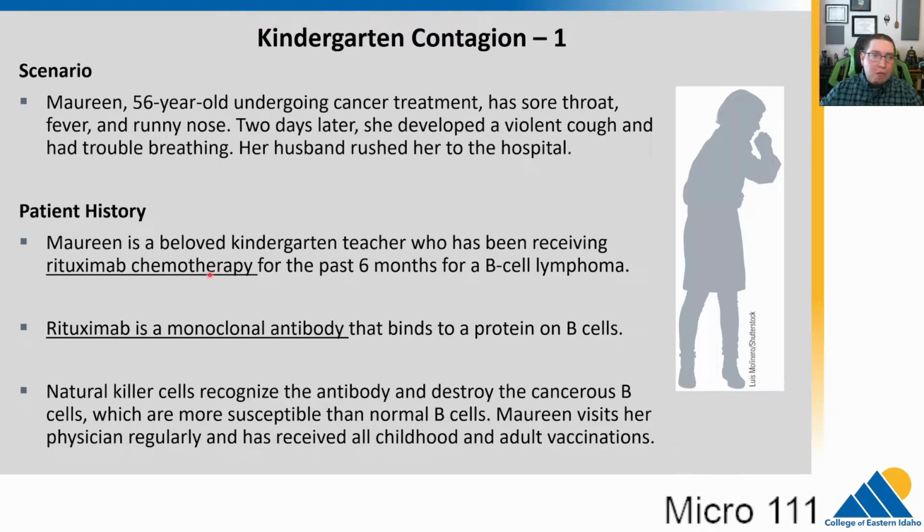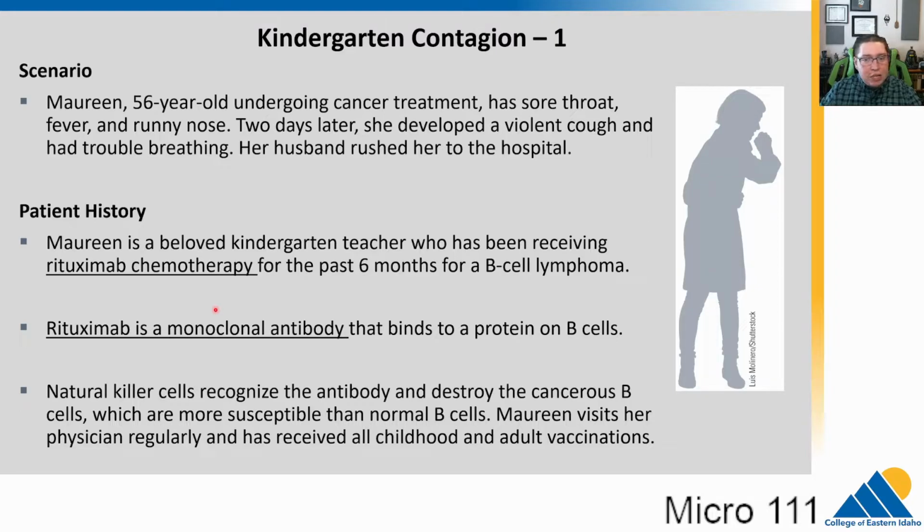We have Maureen. She's 56 years old, and she is currently undergoing cancer treatment. She has a sore throat, fever, runny nose. This develops into a very strong cough, and then she has trouble breathing. So her husband takes her to the hospital. We need to know a little bit about her to try and figure out what might be the cause of this. Obviously, she's elderly, so there are more things that could likely be wrong here.